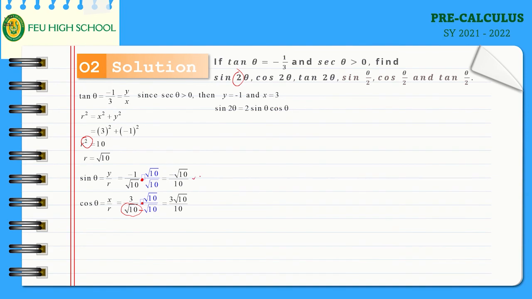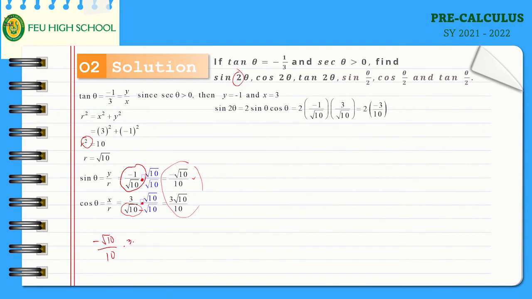Sine theta is negative square root of 10 over 10. Pero kung hindi nyo pa siya na-rationalize, okay lang din naman. So, pwede lang natin gamitin ito if you want to. Pero pwede din naman ito, yung rationalized version ng ating sine theta. So, yung mangyayari, negative 1 times 3, magiging negative 3 lang yon. And then square root of 10 times square root of 10 is just 10. Pero again, kung ito yung ginamit niyo, okay lang din naman. Just to show you that it's the same.